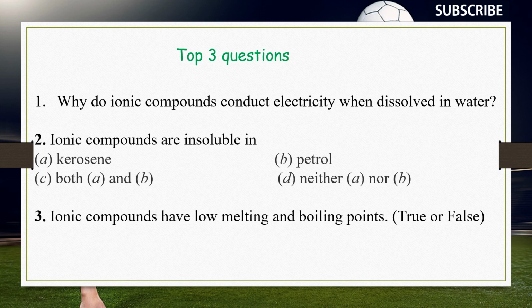As usual, I will end it with our top 3 questions. Number 1, why do ionic compounds conduct electricity when dissolved in water? Number 2, ionic compounds are insoluble in A. Kerosene, B. Petrol, C. Both A and B, and D. Neither A nor B. Then lastly, ionic compounds have low melting and boiling points. Is this statement true or false?